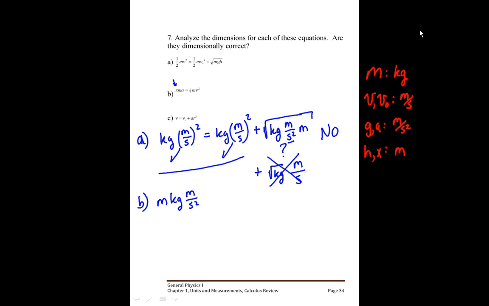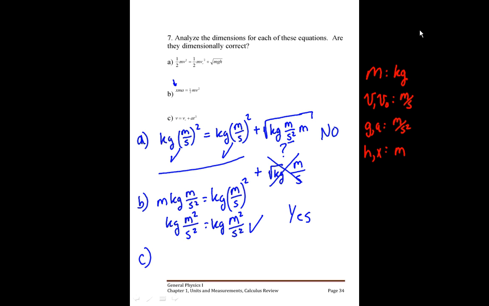So meters, kilograms, meters per second squared equals M, which is in kilograms, and then V, which is in meters per second, but then the whole quantity is squared, so it's going to be kilogram meters squared per second squared. Now I'm just going to combine some common terms. Kilograms, meters squared, second squared equals kilograms, and then I'll do this operation. So you see that is correct for both sides, so the answer is yes.